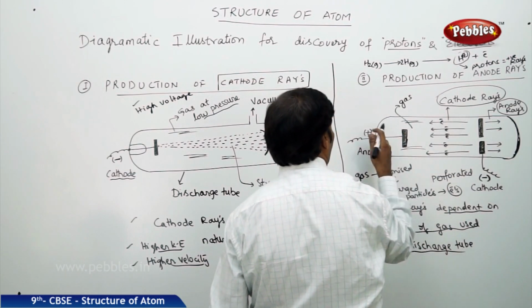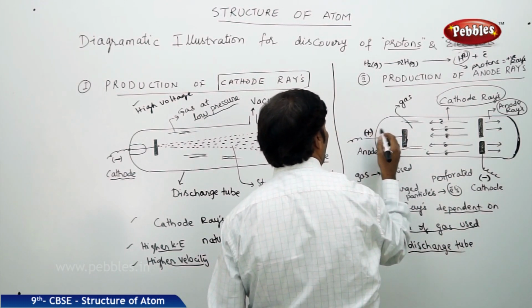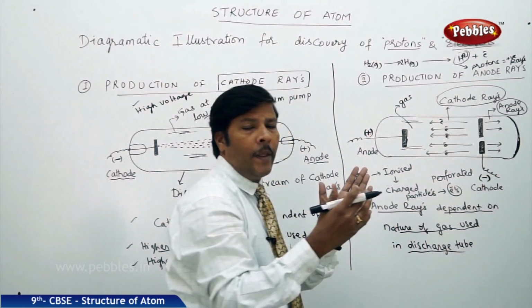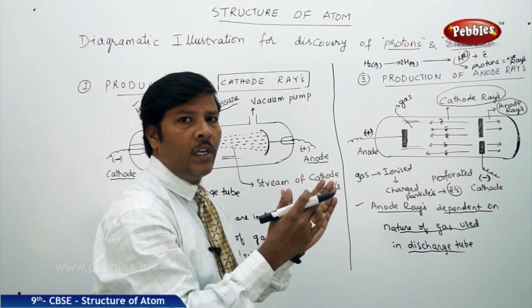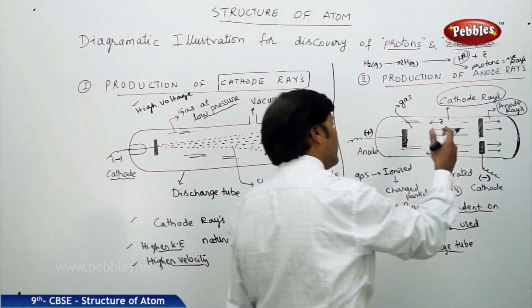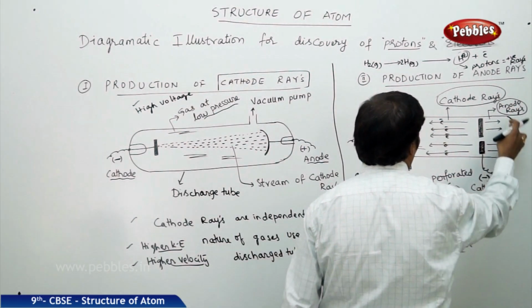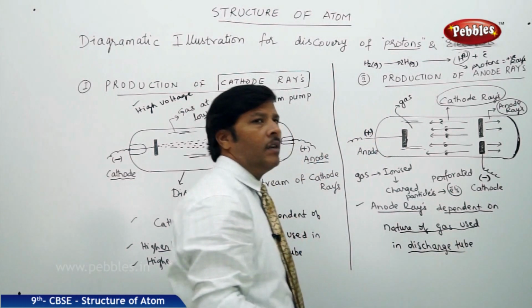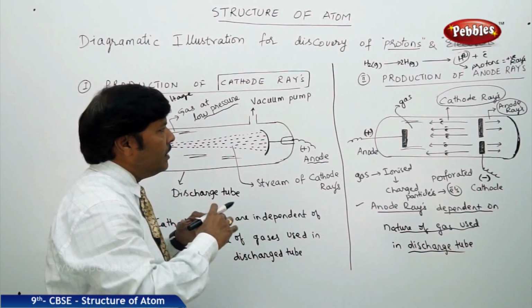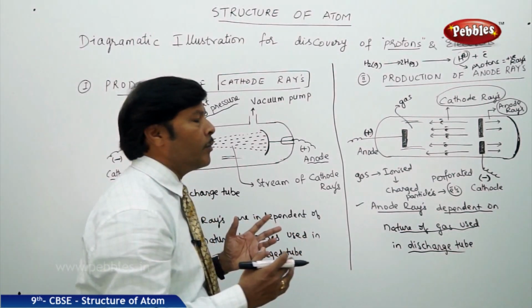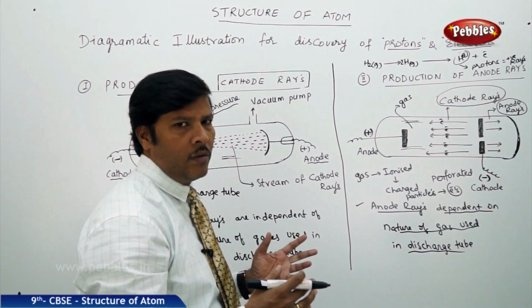The anode electrode is positive, so the electrons try to migrate towards the oppositely charged electrode, such that the positive particles, that is anode rays, are separately collected at the photographic plate within the discharge tube. So from these two diagrams, it is very clear and very systematic that we are able to differentiate the production of anode rays as well as cathode rays.